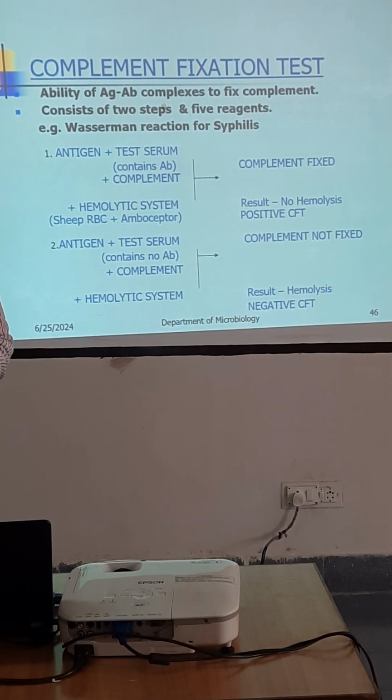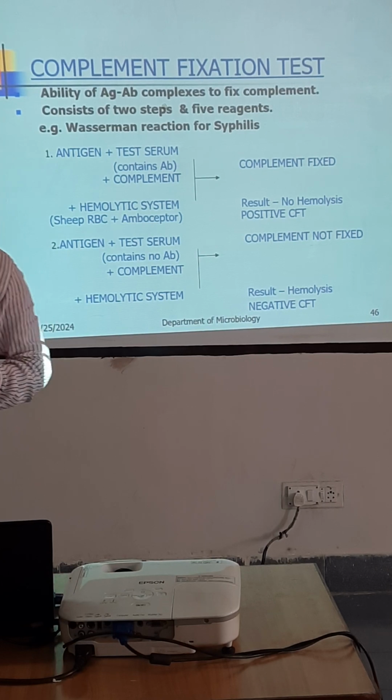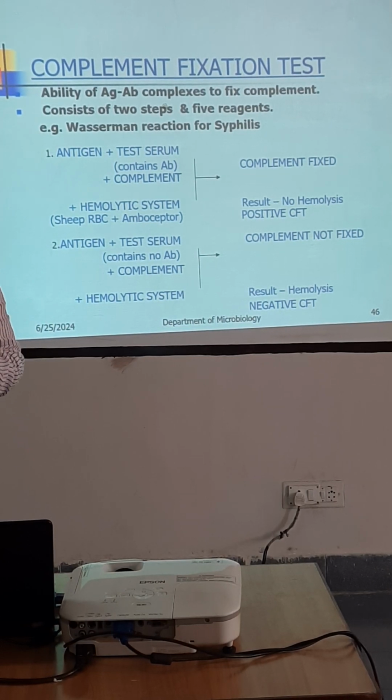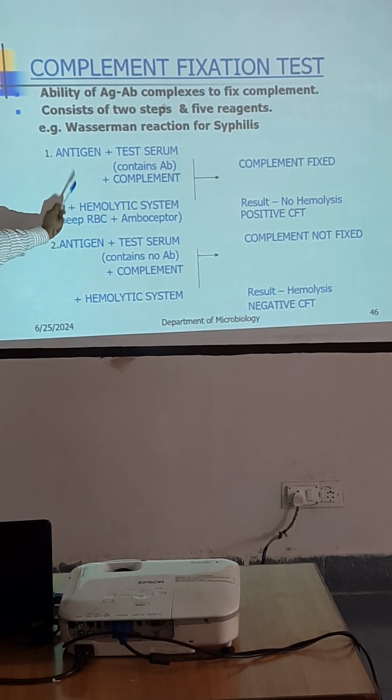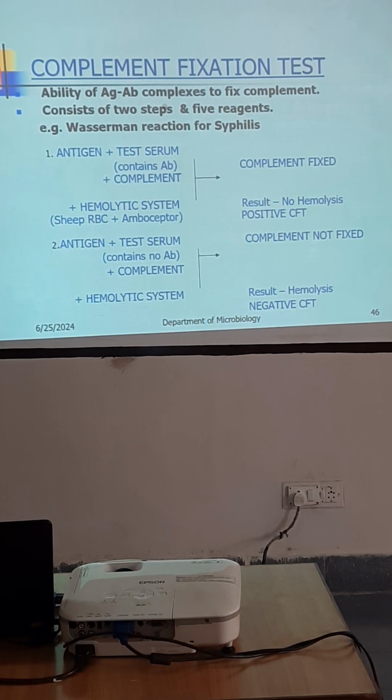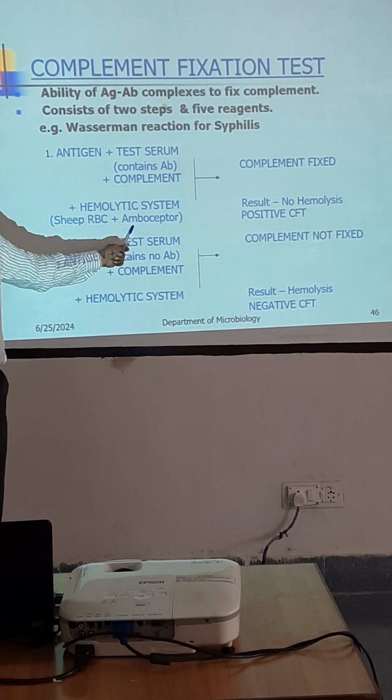Now, if the antigen and antibody are going to combine here, they are going to form the antigen antibody complex, and the complement which we have added in the test is going to fix to this antigen antibody complex. So here the complement will be utilized, that will be fixed to the particular antigen antibody complex. Then we are going to add the hemolytic system. Now this hemolytic system is going to consist of RBCs as well as the ambocyte.